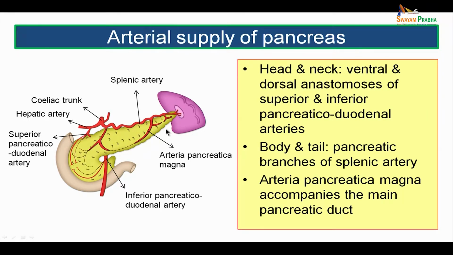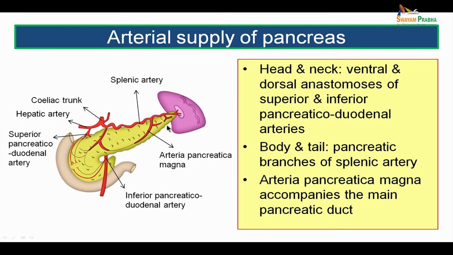The picture here shows us the various parts of the pancreas. We see the head and neck receiving the blood supply from superior pancreatico-duodenal artery, which has ventral and dorsal anastomosis with the inferior pancreatico-duodenal artery. Superior pancreatico-duodenal artery is coming from the hepatic artery, which is a branch of the celiac trunk, while the inferior pancreatico-duodenal artery is a branch coming from the superior mesenteric artery.